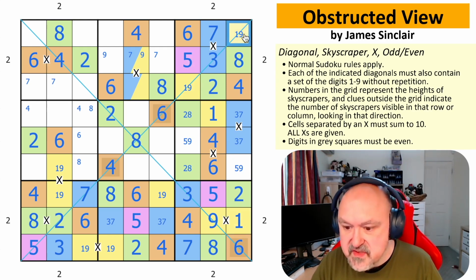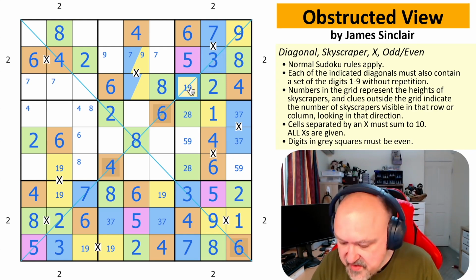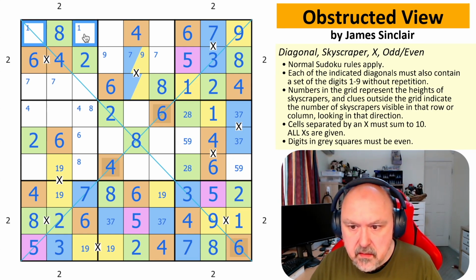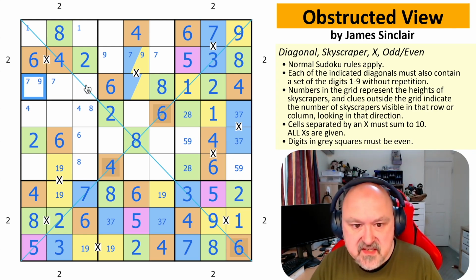Because this now becomes 9. This becomes 1. No, not that. That's the wrong one. This becomes 1. Now 1 has to go up here. 9 has to go down here in one of those two. But it can't go on the diagonal. This is the 9.